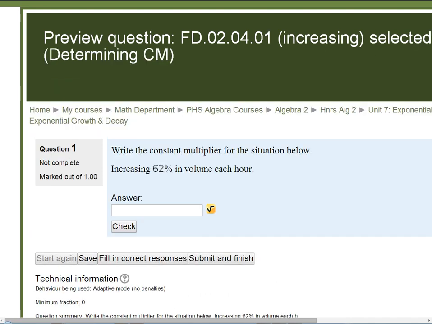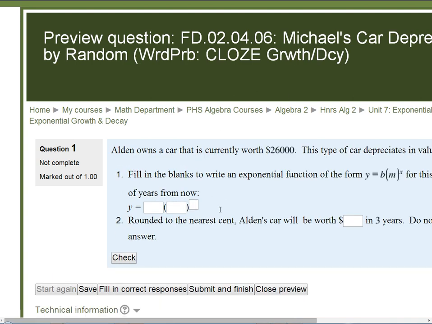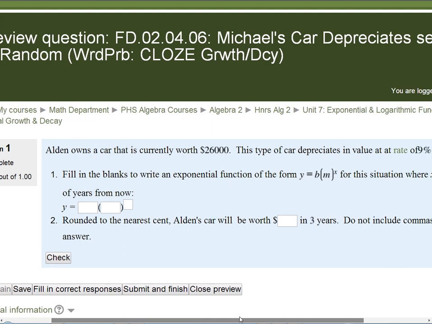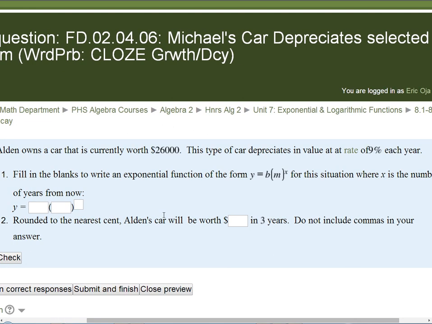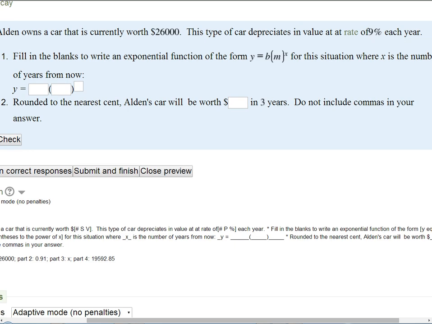Oops, wrong one. Let's pick one of these. Okay, these are, honestly, super simple. They really are. There's not much to these, but you would have had a hard time with them if you didn't know about the growth factor stuff, right? So let's do one of these together, just to show you.